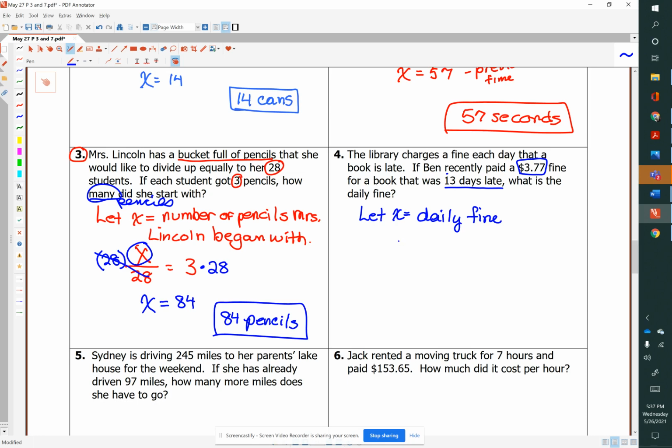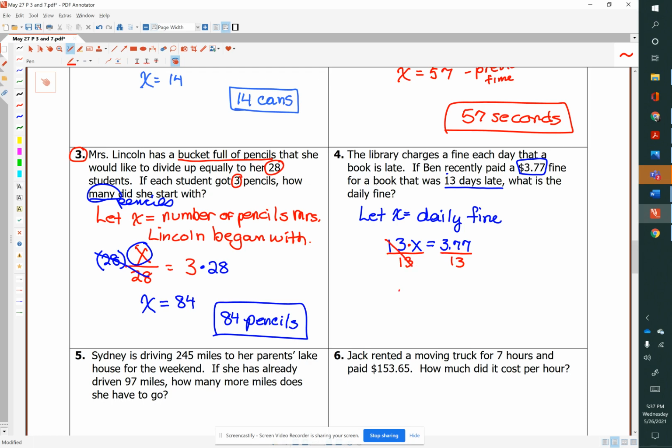So we will say 13x. Okay, if we have 13 days times a certain amount of money that I don't know what it is, equals the total that he paid, $3.77. So let's solve this. First of all, what is happening to x? X is being multiplied by 13. When we have a number and a variable next to each other, we're talking about multiplication. So I can use the inverse operation of division to isolate that x.